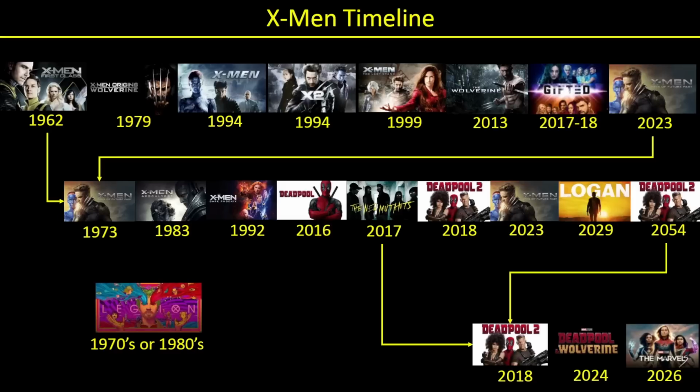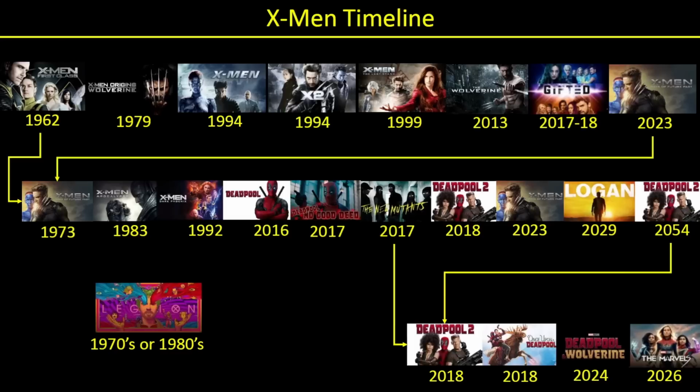So if we go back now to our timeline, we can stick in both No Good Deed and Once Upon a Deadpool. So No Good Deed would be in the revised timeline, and then Once Upon a Deadpool would be after Deadpool 2. Using the device, presumably, to go and tell the story to Fred Savage.